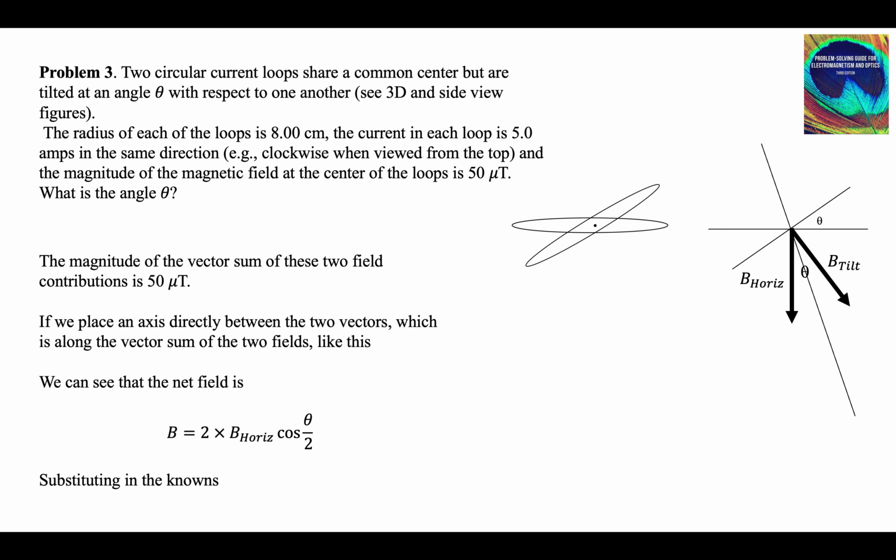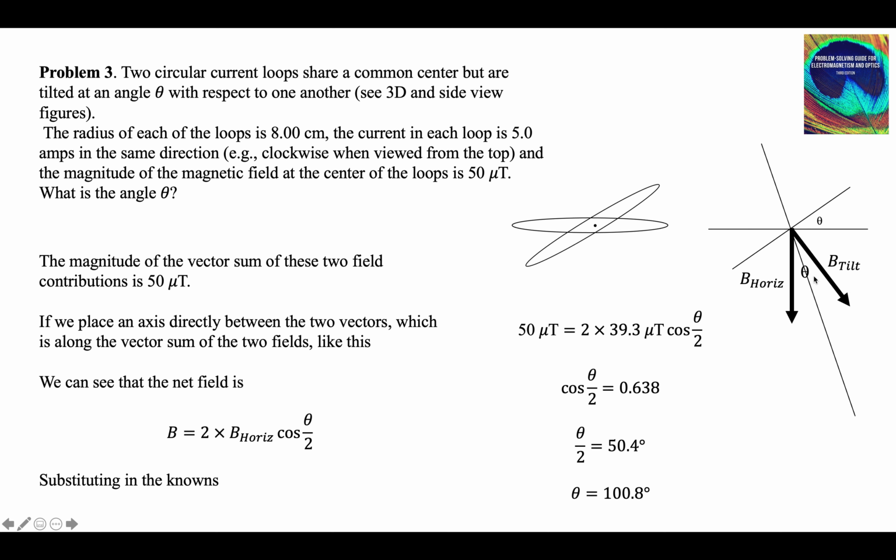We can substitute in the known, so we're going to keep it on this page so you can remember what the equation is. There's the 50 microtesla, which is the sum of the two fields. This is the contribution from 1, multiplied by 2 because there's 2 of them. And we take the cosine of this angle, which is theta over 2, and we get cosine of the angle is 0.623, taking the arc cosine of both sides. We get theta over 2 is 50.4 degrees, so theta is 100.8 degrees.